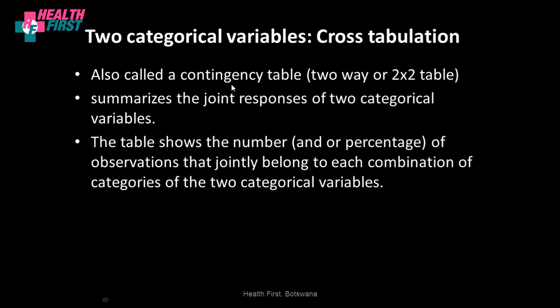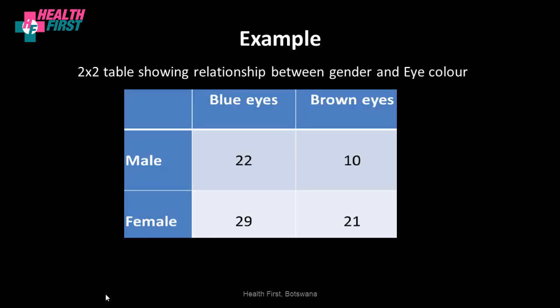Crosstabulation, like I said before, is also called a contingency table. You can also call it a two-way table or a 2x2 table. It basically summarizes the joint responses of two categorical variables. So the table shows the number or percentages of observations that jointly belong to each combination of categories of the two variables that you are looking at. So let's look at an example.